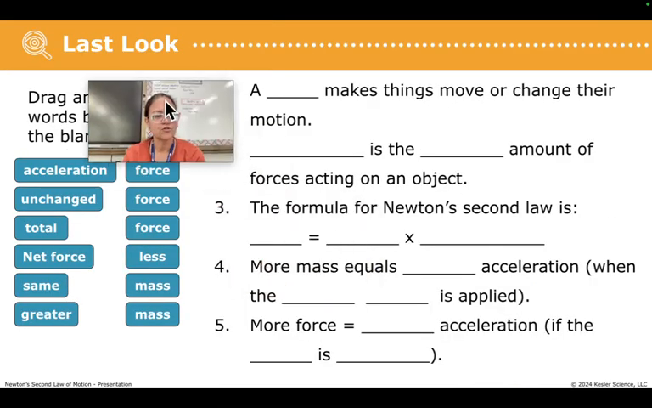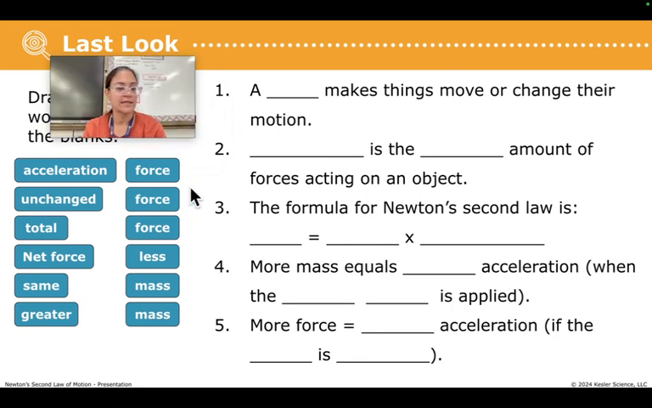Okay, so we're going to drag and drop. We're not going to because it won't let me in slides, but anyway. So we are going to look and see what words might fill this. A blank makes things move or change their motion. That's going to be force. Blank is the blank amount of forces acting on an object. So net force is the total amount of forces acting on an object.